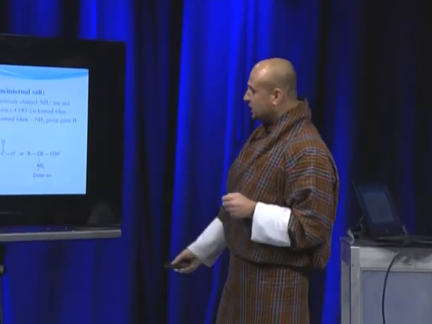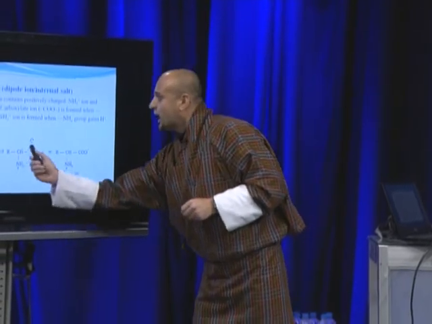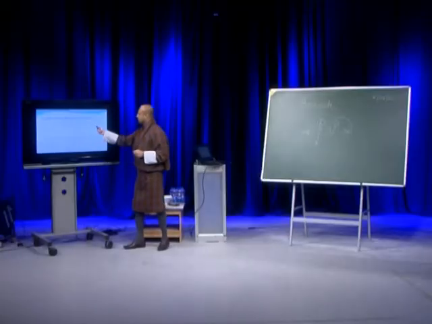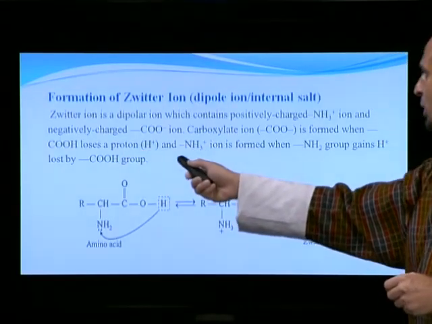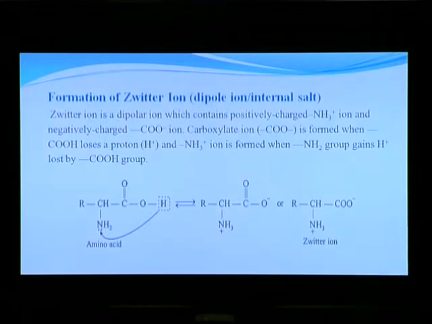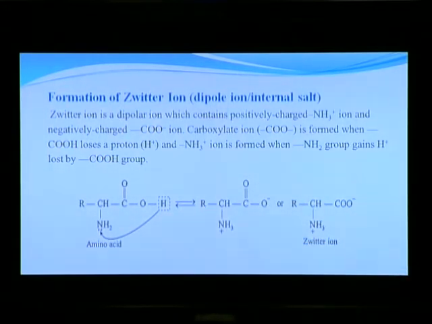So zwitterion is a dipolar ion which contains a positively charged amino group and a negatively charged carboxylate ion. How is carboxylate ion formed? When carboxyl loses a proton and the amino group gets protonated. And this is how an amino acid gets converted into zwitterion.